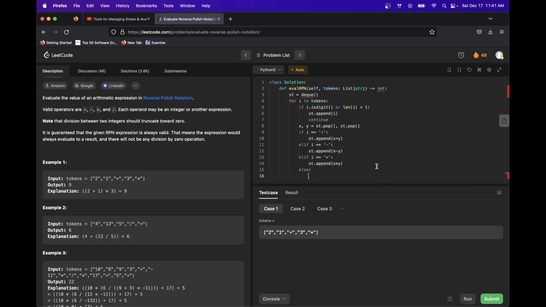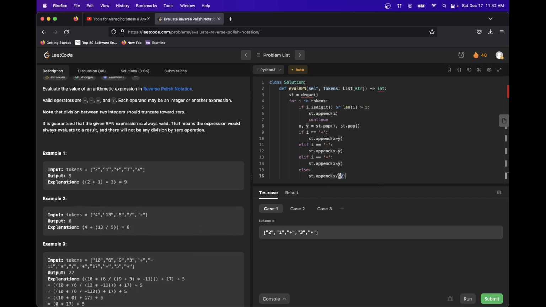And here we could say something like stack.append x over y with 2 slashes, which means integer division. But the problem with this is that this always rounds down, which is very close to what we want. But if we said 4 over 3, that would give us 1, which is what we want because 4/3 rounds down to 1. But if we said 4 over negative 3, then that would give us negative 2, because negative 1.3 repeating rounds down to negative 2.